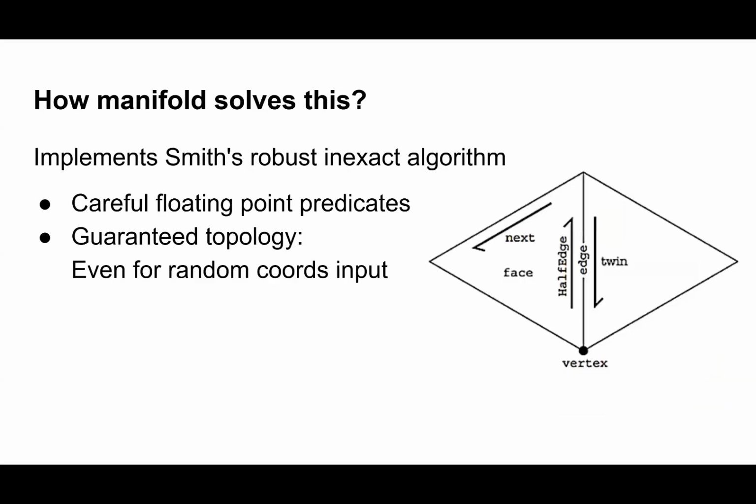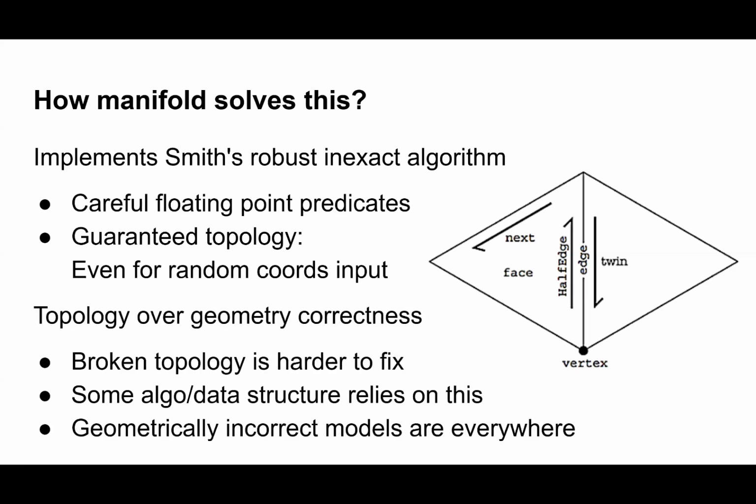So in Manifold, we solve this by implementing Smith's robust inexact algorithm by carefully designing the floating point predicates to get a guaranteed topology even for random coordinates of input. The floating point predicates are careful, so they give consistent results. And then via combinatorial arguments, you get a correct topology. We choose topology over geometry correctness. So we will have some tiny self-intersections sometimes. But the reason is we think that broken topologies are harder to fix in a reasonable manner.